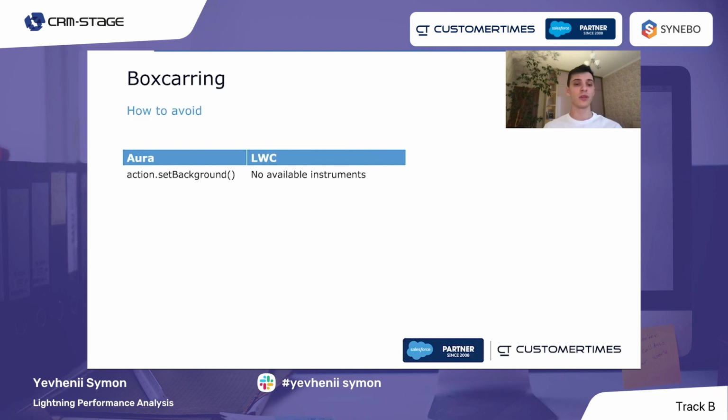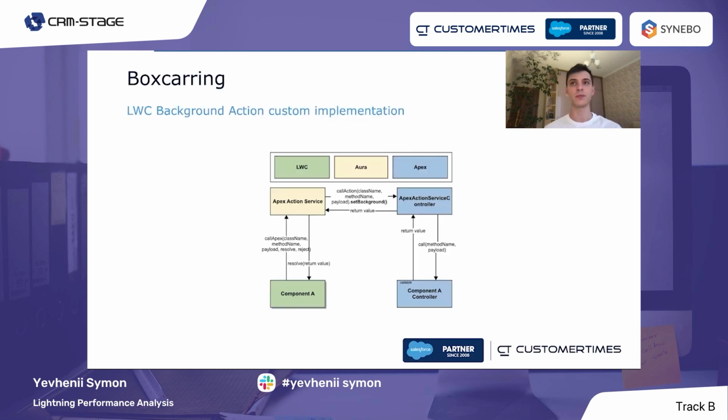What is the custom alternative for LWC that we used, for example, in our projects? We used the approach with a proxy Aura component. Component A is the LWC component. We have a need to call a server. And instead of calling the server using our LWC instruments, we send to the proxy Aura component, in our case Apex Action Service, an event with the class name, method name that needs to be executed, the payload, and also resolve and reject.